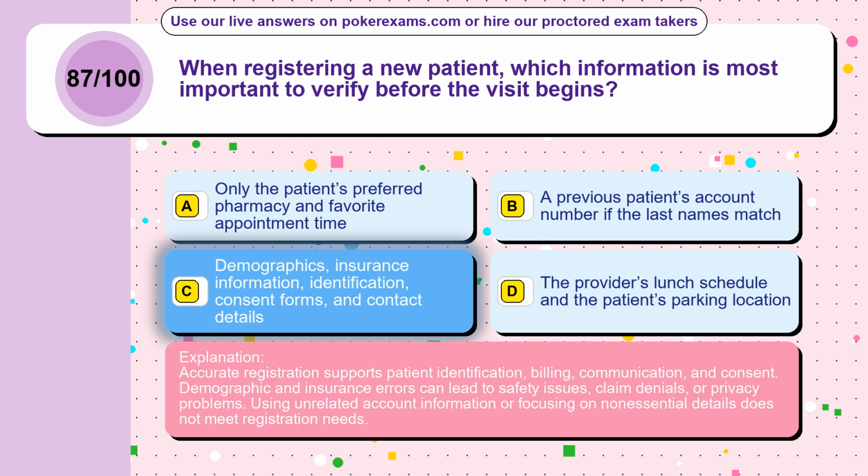Accurate registration supports patient identification, billing, communication, and consent. Demographic and insurance errors can lead to safety issues, claim denials, or privacy problems. Using unrelated account information or focusing on non-essential details does not meet registration needs.